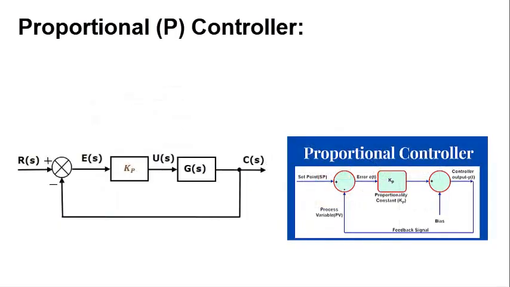Proportional (P) controller. A proportional controller provides an output that is proportional to the error signal, which is the difference between the desired set point and the actual process variable. It is the simplest form of controller and is often used when precise control is not required.